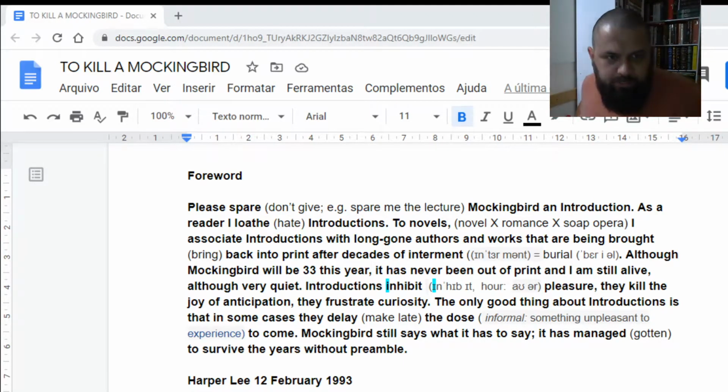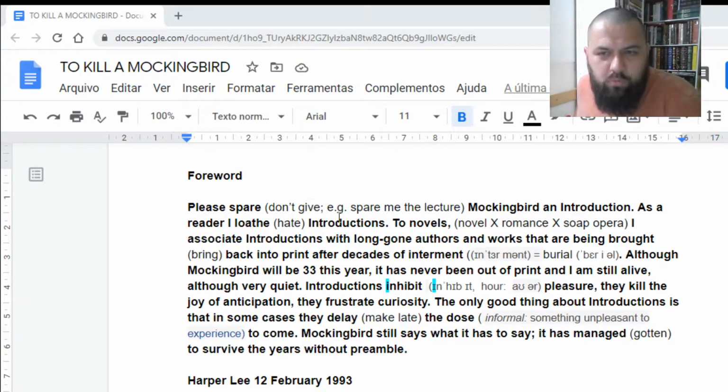Okay, so here let's take a look at the foreword, the one we have read so far, right? So remember, just the bold type letters are the ones that are interesting for us. Okay, so foreword. Please spare Mockingbird an introduction. As a reader, I loathe introductions. To novels, I associate introductions with long gone authors and works that are being brought back into print after decades of internment. Remember that internment is burial, right?